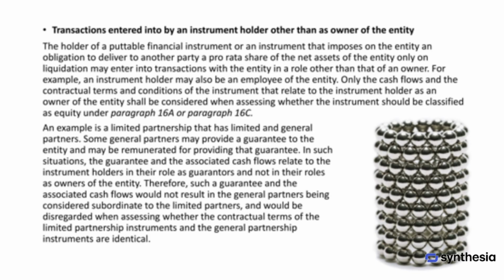For instance, in a limited partnership with limited and general partners, some general partners may provide guarantees to the entity and receive remuneration for doing so. These guarantees and the associated cash flows relate to the general partners as guarantors, not as owners. Therefore, such guarantees are not taken into account when determining whether the general partner's instruments are subordinate to the limited partner's instruments, and they are disregarded when assessing whether the contractual terms of the partnership instruments are identical.